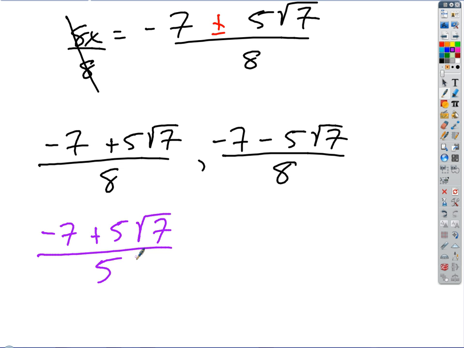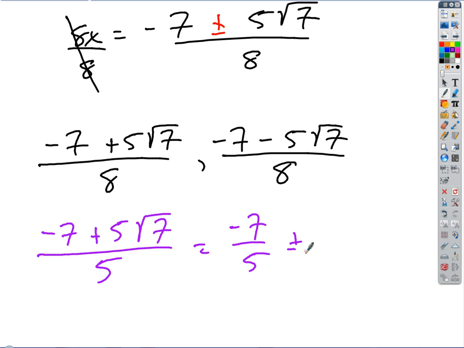Now if I split it into two separate terms, so I break apart the common denominator into a denominator that goes with the first term and the second term, I would get -7/5, which you can't simplify, plus, and I could even combine it into the plus or minus if I want to.